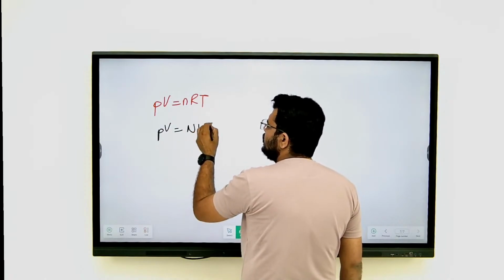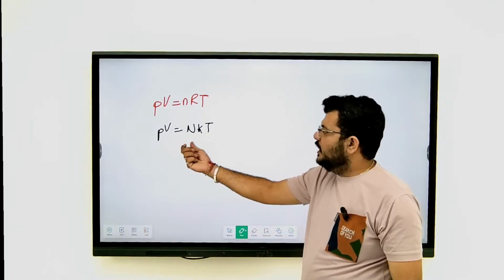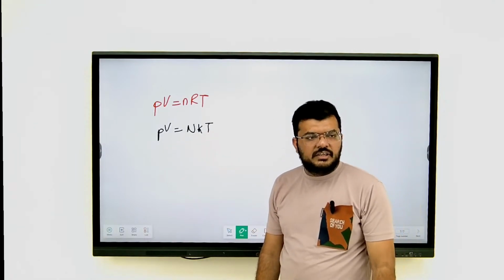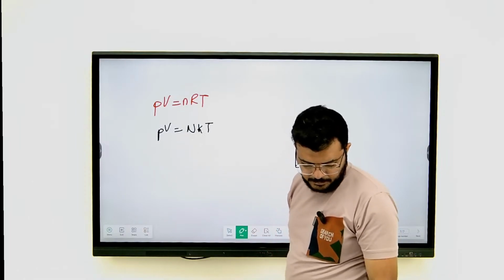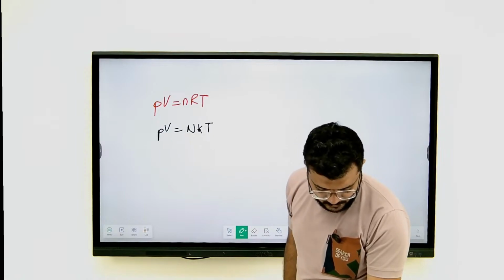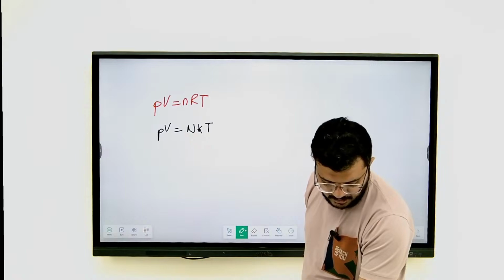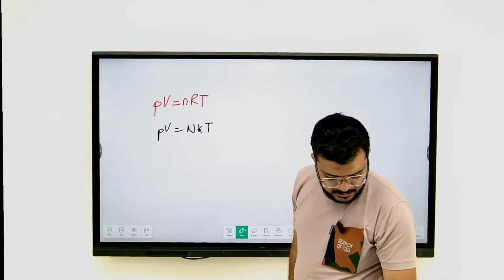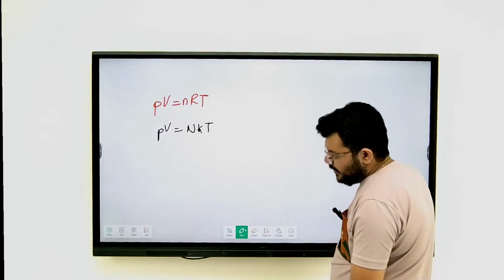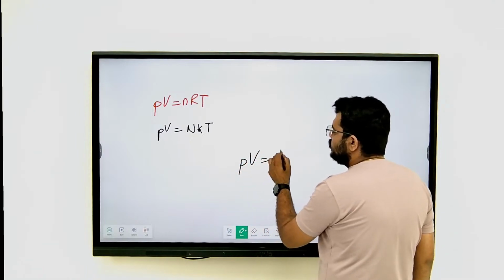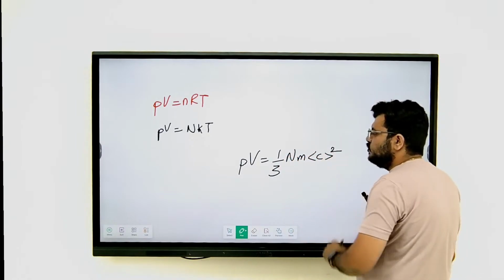What is K here? Boltzmann constant, number of particles is N, and T is still the temperature. This equation also follows, right? Now, the value of R is obviously a constant value, molar gas constant, 8.314. Then they have also derived an equation. I'm not going to go into derivation, but PV equals 1 by 3 N m c squared, where c is the root mean square value.